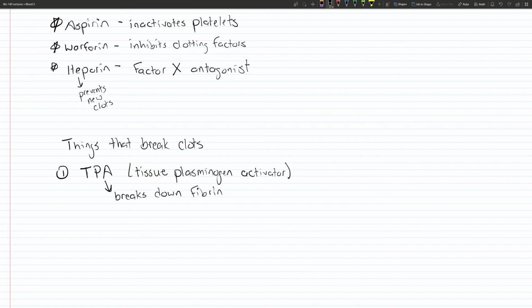The other one is plasmin. It does the same thing, it breaks down fibrin. And then there's a third, streptokinase. That will break down fibrin. So you'll see all three of these do that. That's how we break down clots. And with that, we are officially done with the blood.